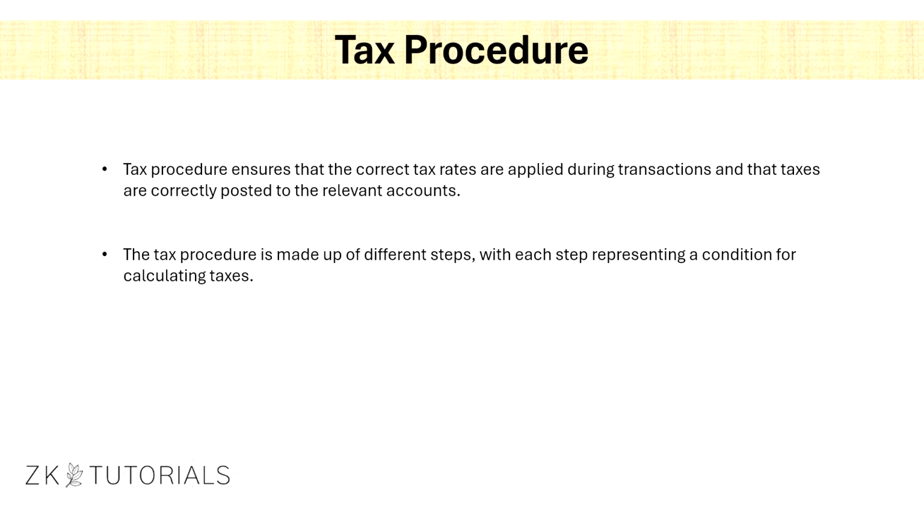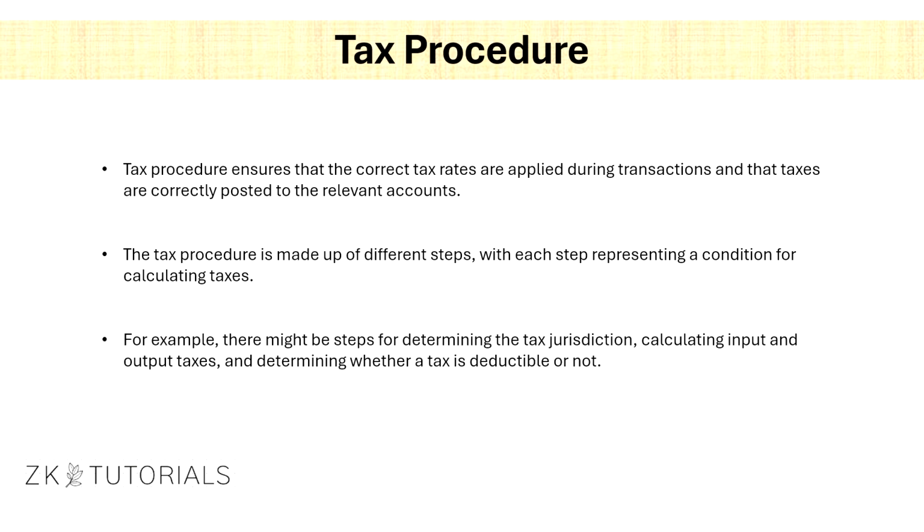The tax procedure is made up of different steps, with each step representing a condition for calculating taxes. For example, there might be steps for determining the tax jurisdiction, calculating input and output taxes, and determining whether a tax is deductible or not. The meaning of this slide is we will define the steps how to calculate the tax. That means the tax should be calculated on the base amount or on the total value of the invoice.